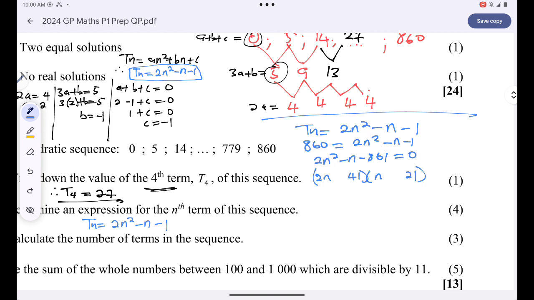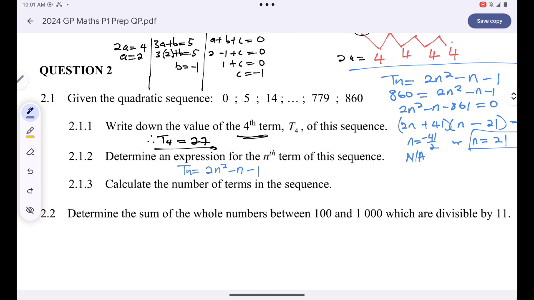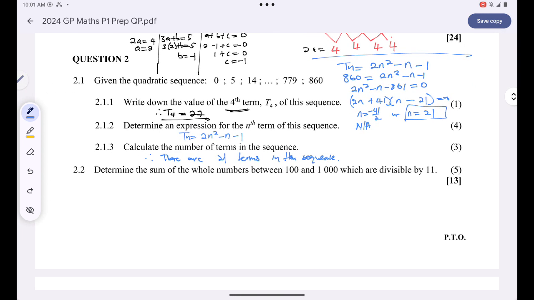So this will basically be minus and plus, and then n is just equal to -41 over 2, or n is equal to 21. This one is not applicable, guys. Right? This is the only answer. So therefore there are 21 terms in the sequence. There are 21 terms in the sequence.